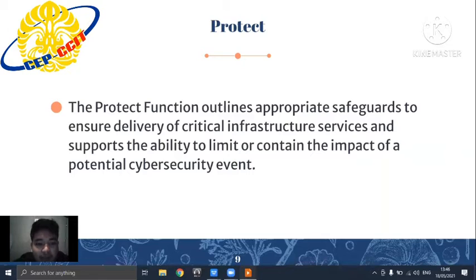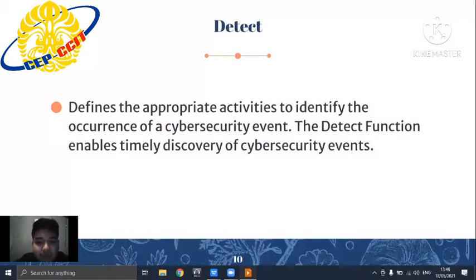Next, protect. The protect function outlines appropriate safeguards to ensure the delivery of critical infrastructure services and supports the ability to limit or contain the impact of a potential cybersecurity event. Next, detect defines the appropriate activities to identify the occurrence of a cybersecurity event. The detect function enables timely discovery of cybersecurity events.